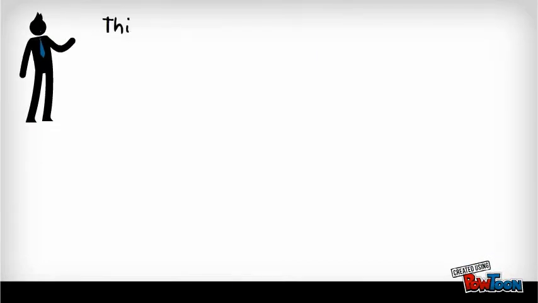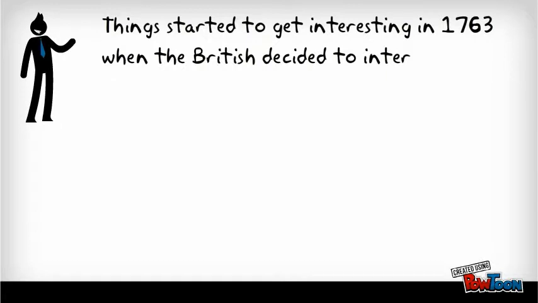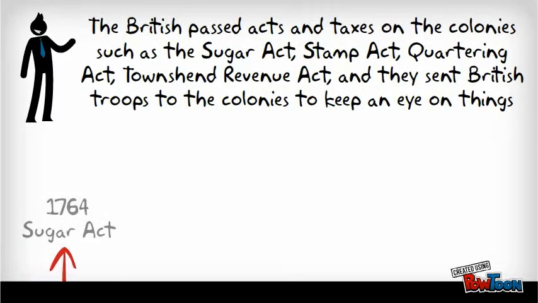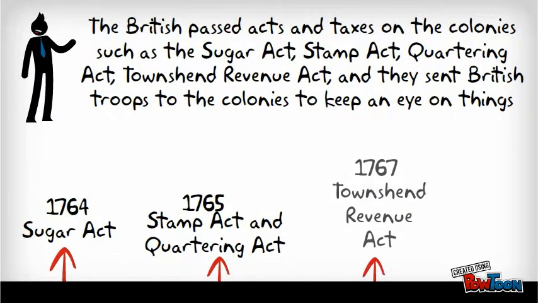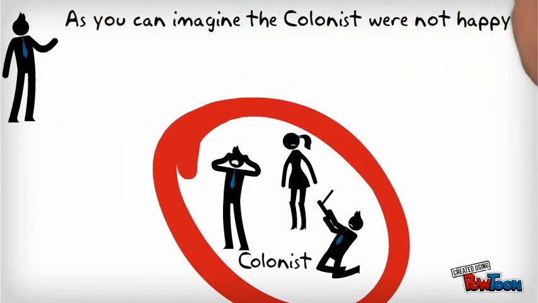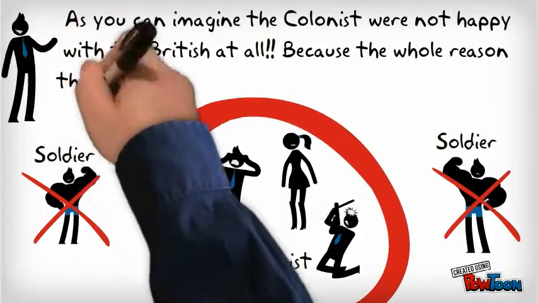Things started to get interesting in 1763 when the British decided to interfere with the colonies as if they were in charge. The British passed acts and taxes on the colonies such as the Sugar Act, Stamp Act, Quartering Act, Townshend Revenue Act, and they sent British troops to the colonies to keep an eye on things. As you can imagine, the colonists were not happy with the British at all, because the whole reason they left was to get away from all the king's laws.